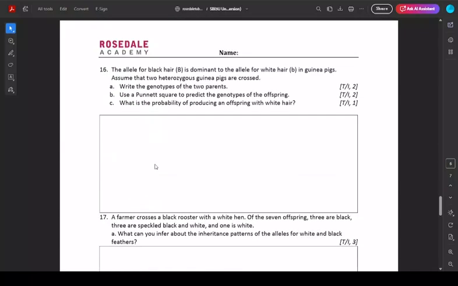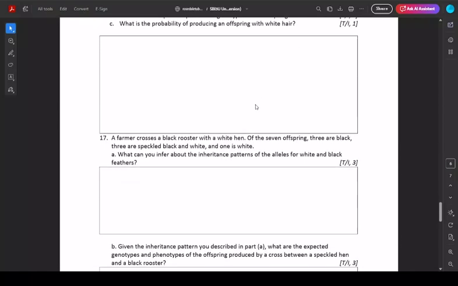Let's go on to 16. The allele for black hair, big B, is dominant to the allele for white hair, small b, in guinea pigs. Assume two heterozygotes are crossed. Write the genotypes of the parents, which is big B, small b and big B, small b. It's the same Punnett square that we used last time. Very basic. 75% to be black and 25% to be white.